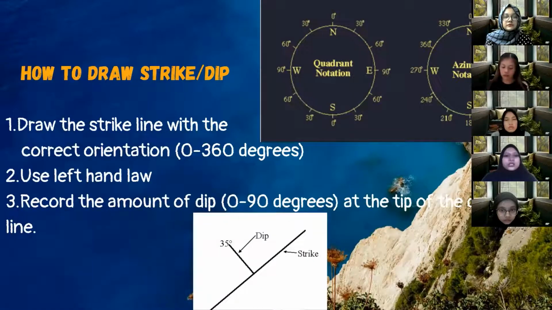So how to draw strike and dip? Firstly, draw the strike line with the correct orientation between 0 to 316 degrees. Secondly, use the left hand rule. The index finger is the strike and the thumb is the dip. And thirdly, record the amount of dip between 0 to 90 degrees at the tip of the dip line. Next slide.